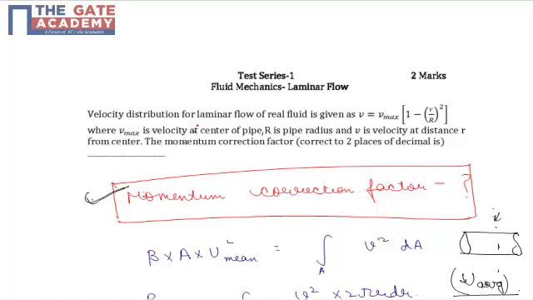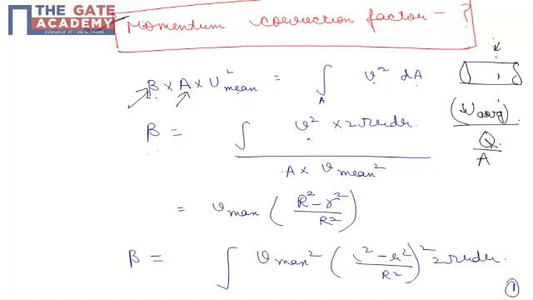Now, from the definition of momentum correction, we know that momentum correction factor, that is beta, multiplied by the cross sectional area, into the mean velocity squared, will be equal to the actual momentum, that is the integral of V square dA. So beta comes out as integral of V square into 2 pi r dr, because if we consider the cross section of a pipe at any distance r, we can consider a thin strip of thickness say dr, and its area will be given by 2 pi r into dr, hence this will be equal to dA.